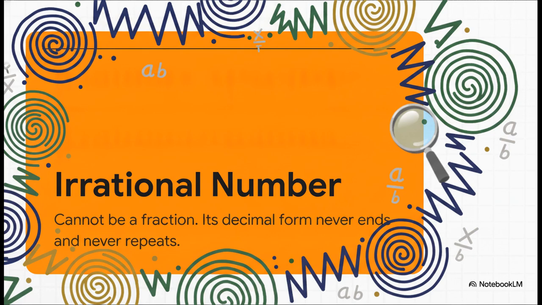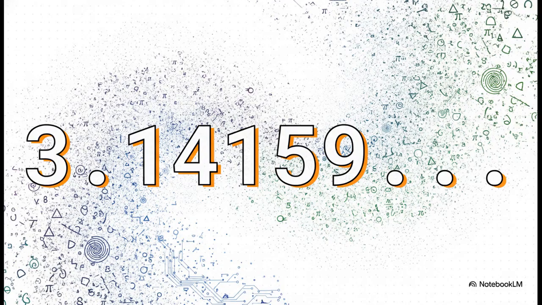When you look at their decimal forms, you're going to see two core traits. They never ever end, and they never ever repeat. They are completely wild, infinitely long, and entirely unpredictable. Now, the most famous irrational rebel in the history of mathematics is, of course, pi. We usually just round it to 3.14 to make our lives easier in geometry class, right? But in reality, pi is approximately 3.14159265, and it just keeps going. Forever.